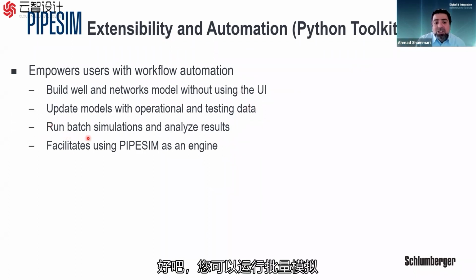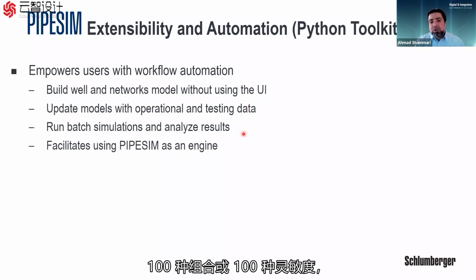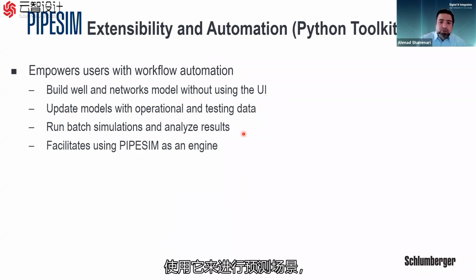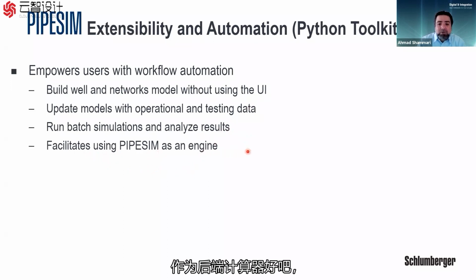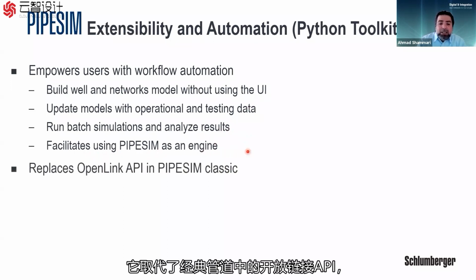You can run batch simulations and analyze the results. If you want to run, let's say, 100 combinations or 100 sensitivities, you can update the pressures, update the temperatures, update, let's say, the gas oil ratios, etc., and then get the results back. You can do forecasting scenarios using that. It can facilitate using PipeSim as an engine, as a back-end calculator. Okay. It replaces OpenLink API in PipeSim Classic.